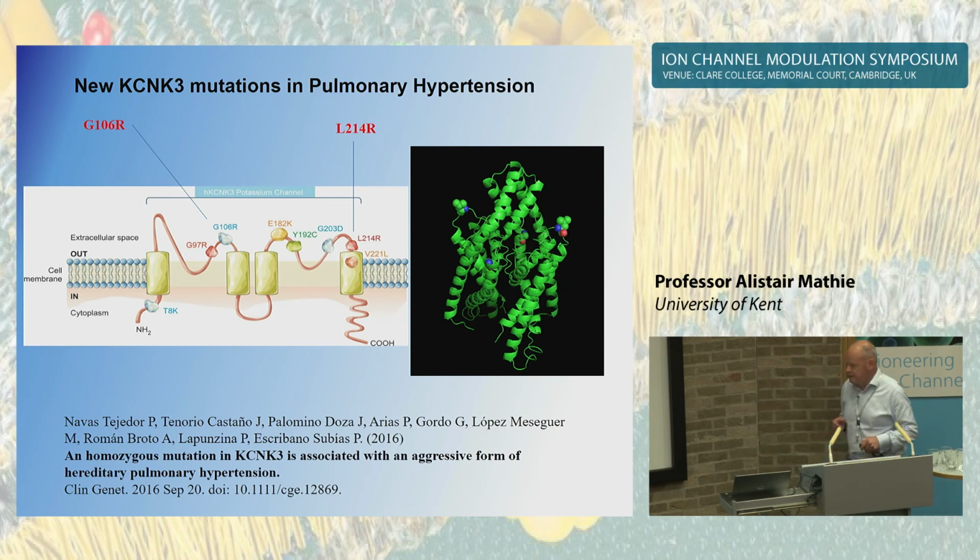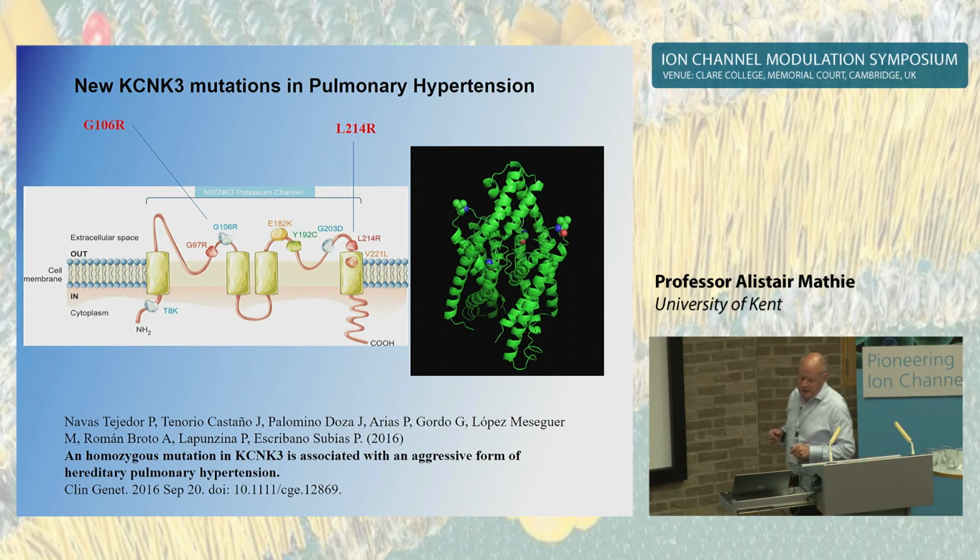We collaborate with a group in Madrid, and at the end of last year they published a paper where they'd identified 2 new mutations in TASK-1 that lead to a very severe form of pulmonary hypertension in children in Spain. These are the mutations here. They're just at the top of 2 transmembrane domains, transmembrane domain 2 and transmembrane domain 4.